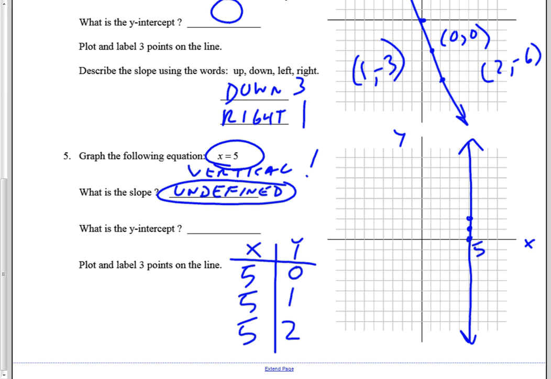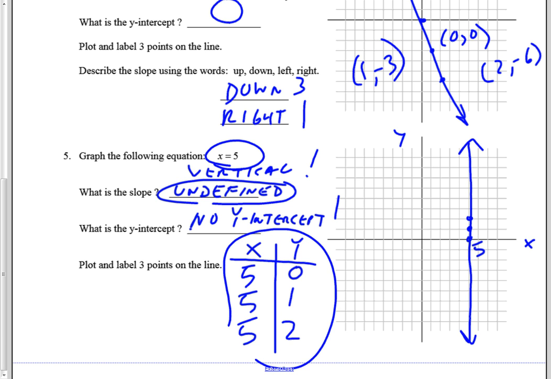What is the y-intercept? Is this crossing the y-axis at all? No y-intercept. So a vertical line doesn't have a slope, and it doesn't have a y-intercept unless it's right on the axis itself. This one I didn't care about describing it. All I needed was the 3 points. You can put the 3 points here, or you can label it over here, whatever you want to do.